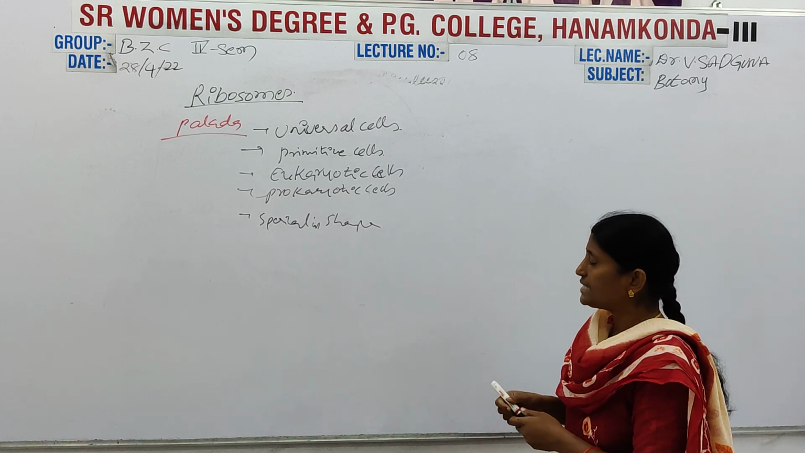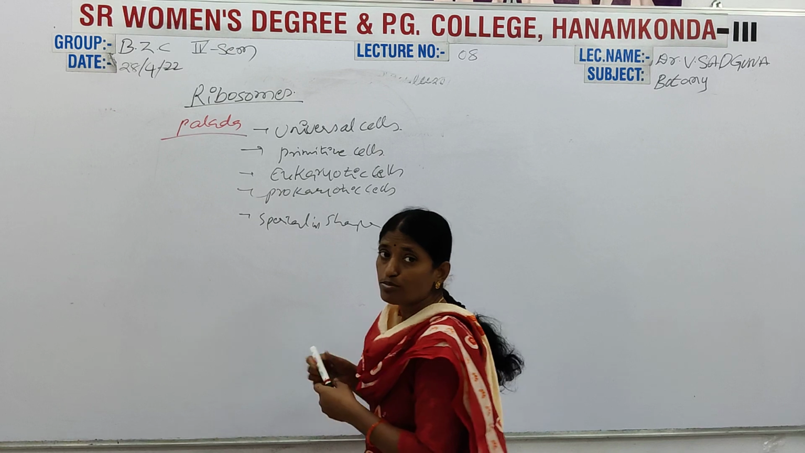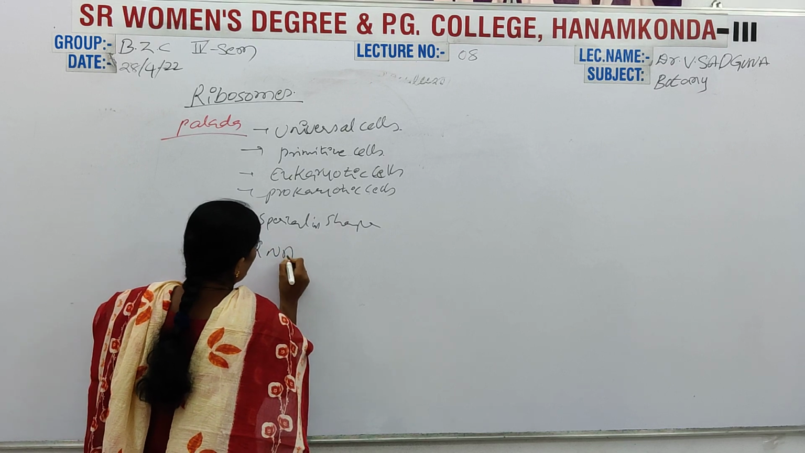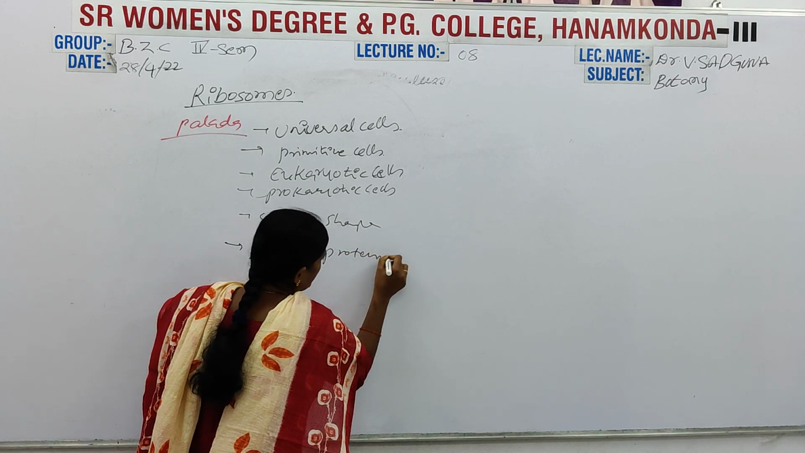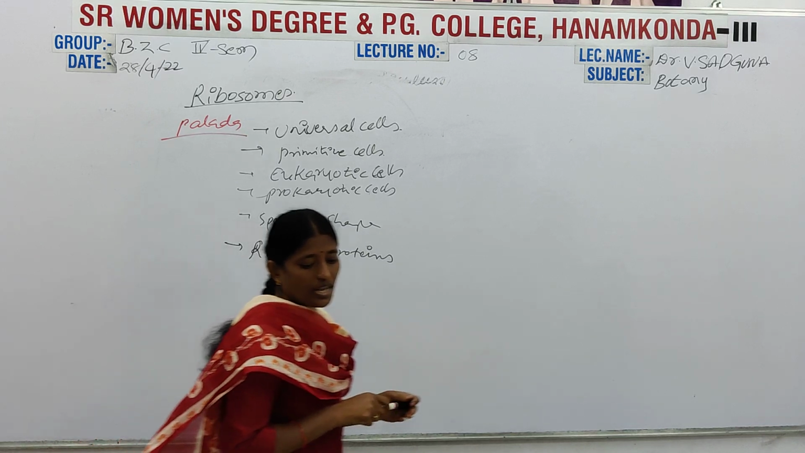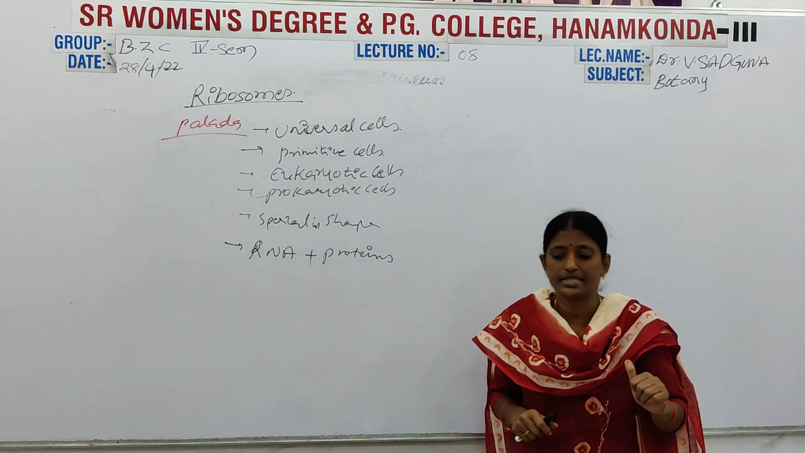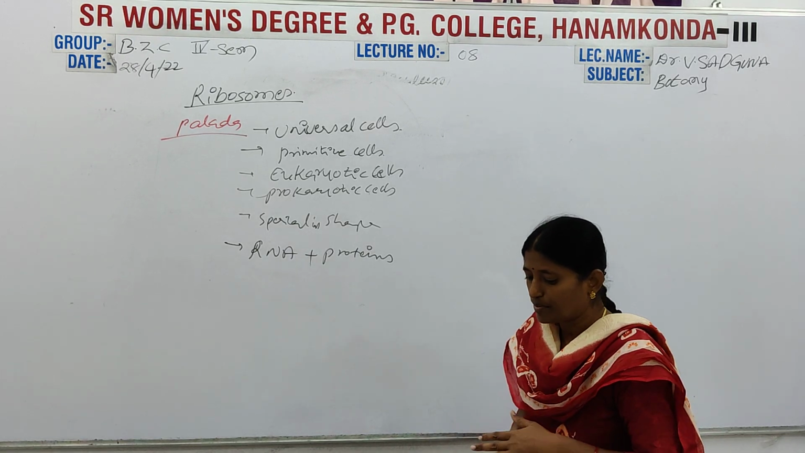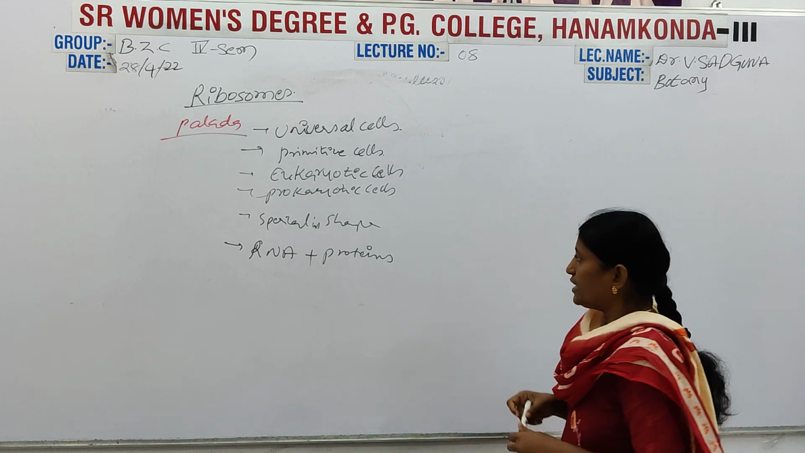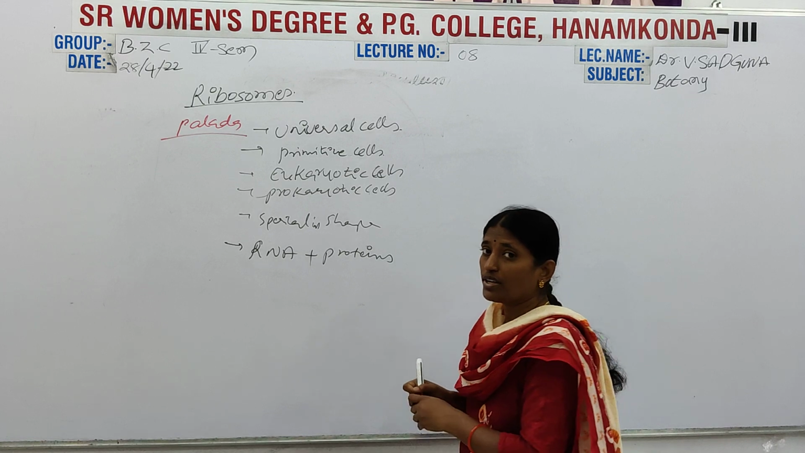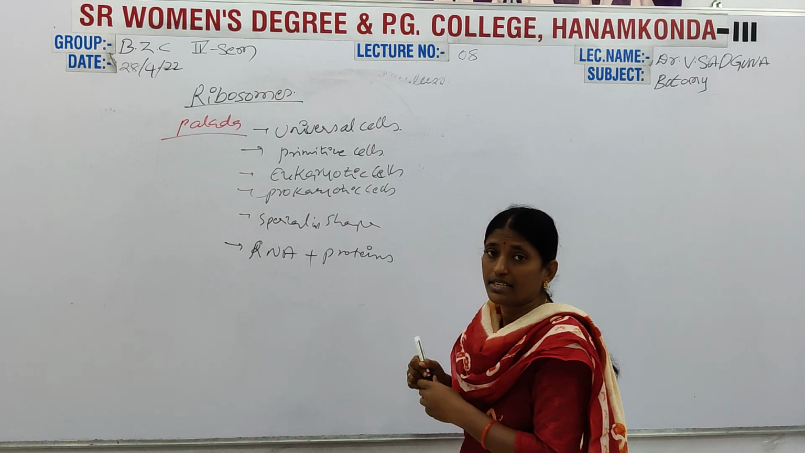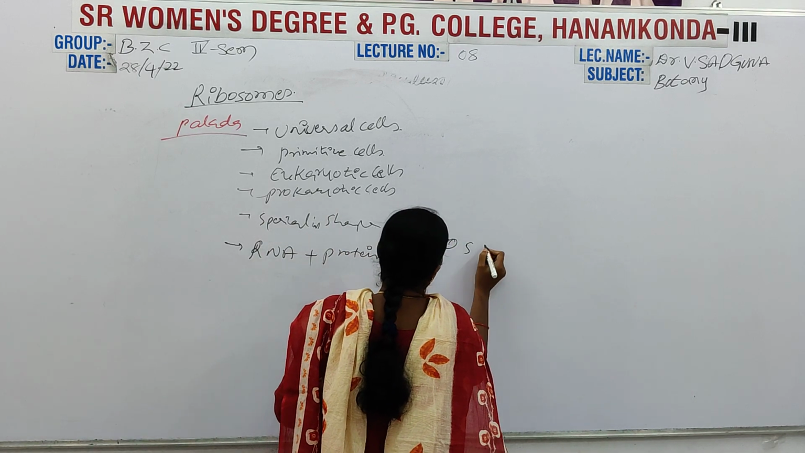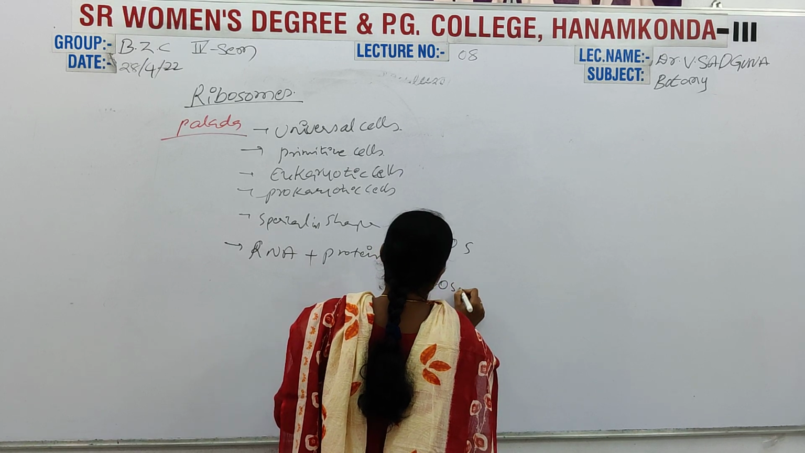Ribosomes are made up of RNA plus proteins. Each ribosome is involved in different kinds of participation in substances. There are two types of ribosomes: 80S ribosomes and 70S ribosomes.